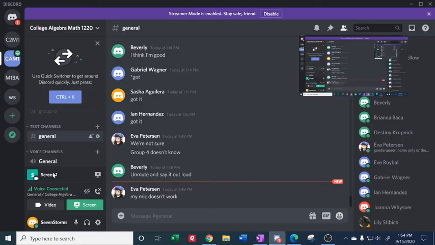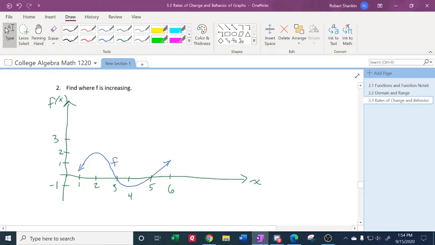Okay, let me see how many groups we got. All right, group 6. You can always say pass, but what do you have? This is Joanna. We aren't sure how we're supposed to write it. Okay, tell me, do you have a sense of where it's increasing though?